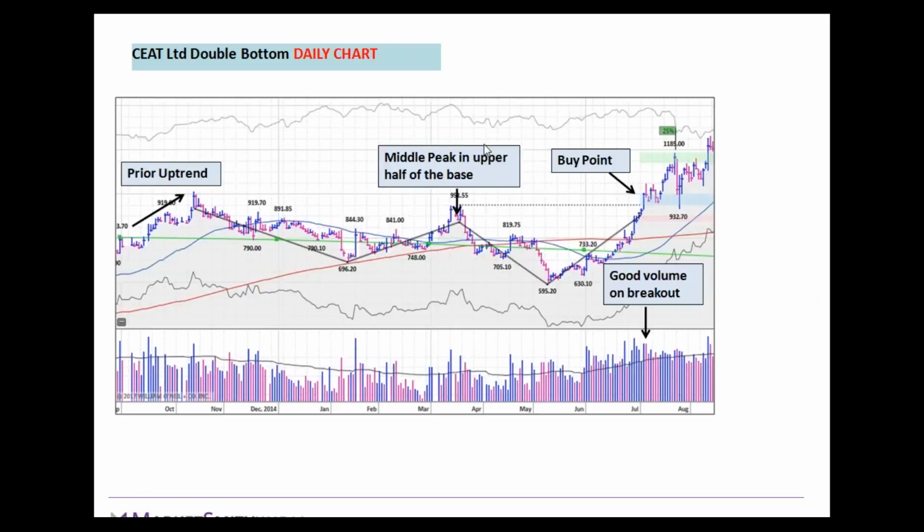So here's the daily chart. Again, let's take a closer look at this. So there is a prior uptrend as always. The first leg of the correction, the first rally attempt, it hits a peak, it starts correcting again, and then it starts rallying for the second time. And here's what we see.